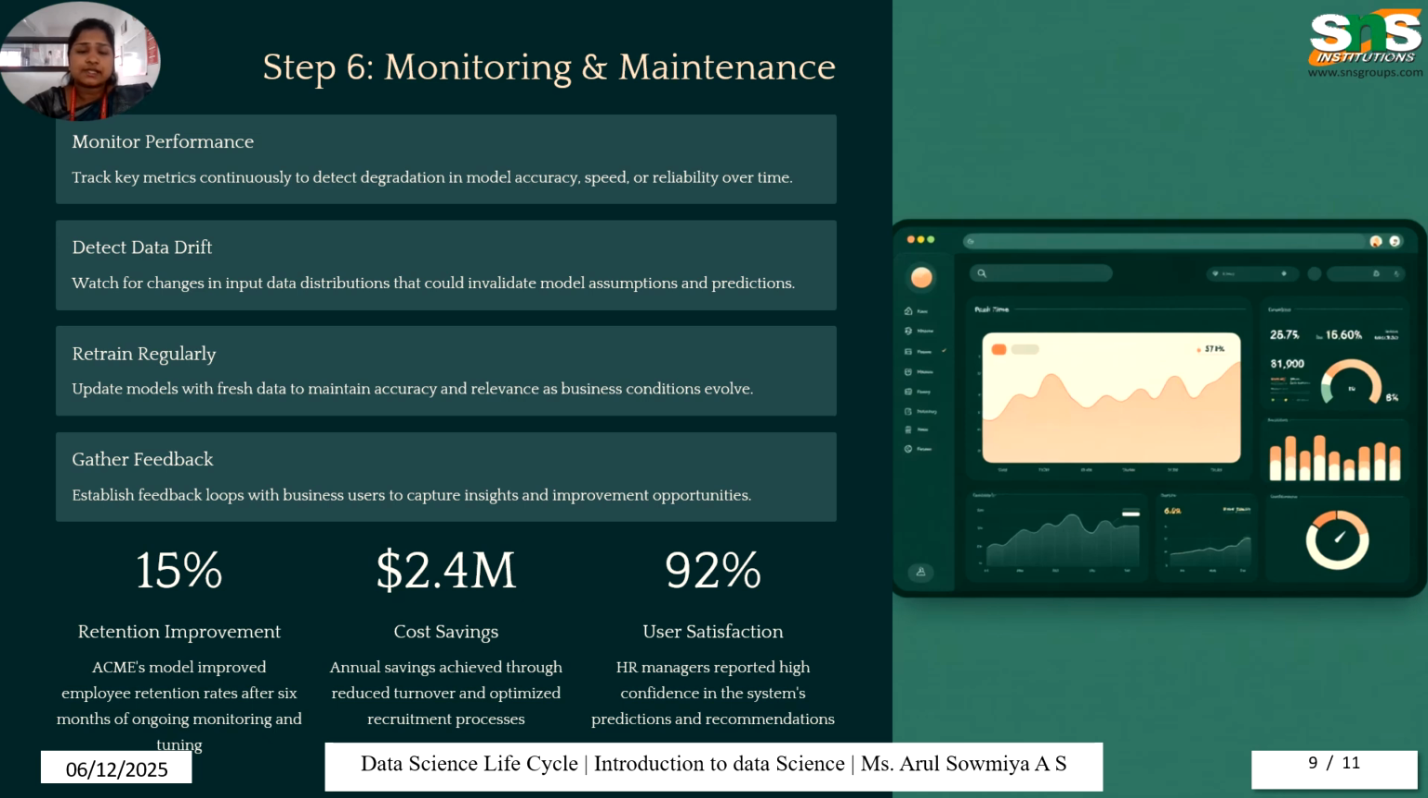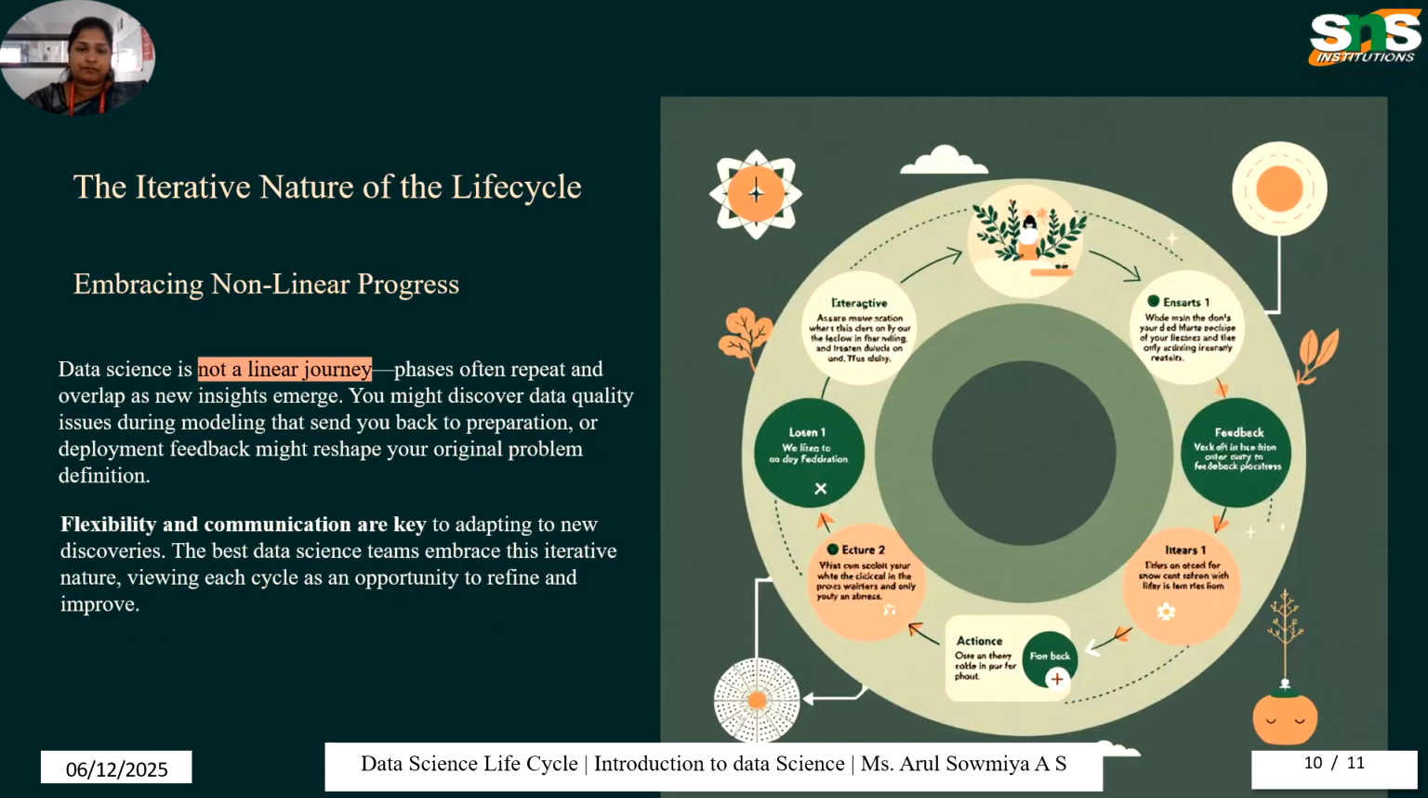And next one is step 6. In this step we have to monitor and maintain the system. By monitoring the performance, detecting data drift, and retraining on a regular basis, we retrain the models on fresh data to maintain accuracy. And then finally we have to gather the feedback. Here it shows 50% retention improvement, 2.4 million in cost savings, and 92% user satisfaction, with HR managers reporting high confidence in the system's predictions.